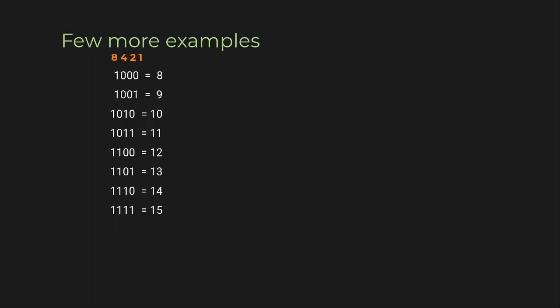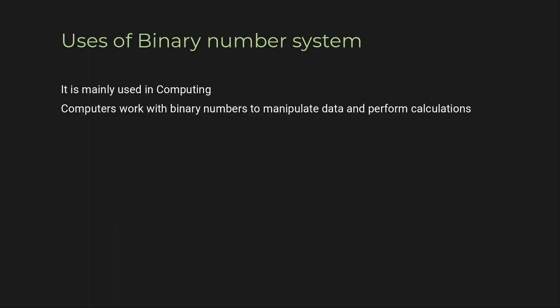Okay, now that we understand what a binary number system is and how we can identify the value of a binary number, let's see where it is used. Because of its simplicity, it's mainly used in computing. So computers mainly work with binary numbers to manipulate data and perform calculations. Whatever data that you see in photos, images, documents, anything, it finally gets converted into binary form, and the computer works with binary numbers only because it can only understand binary digits better.